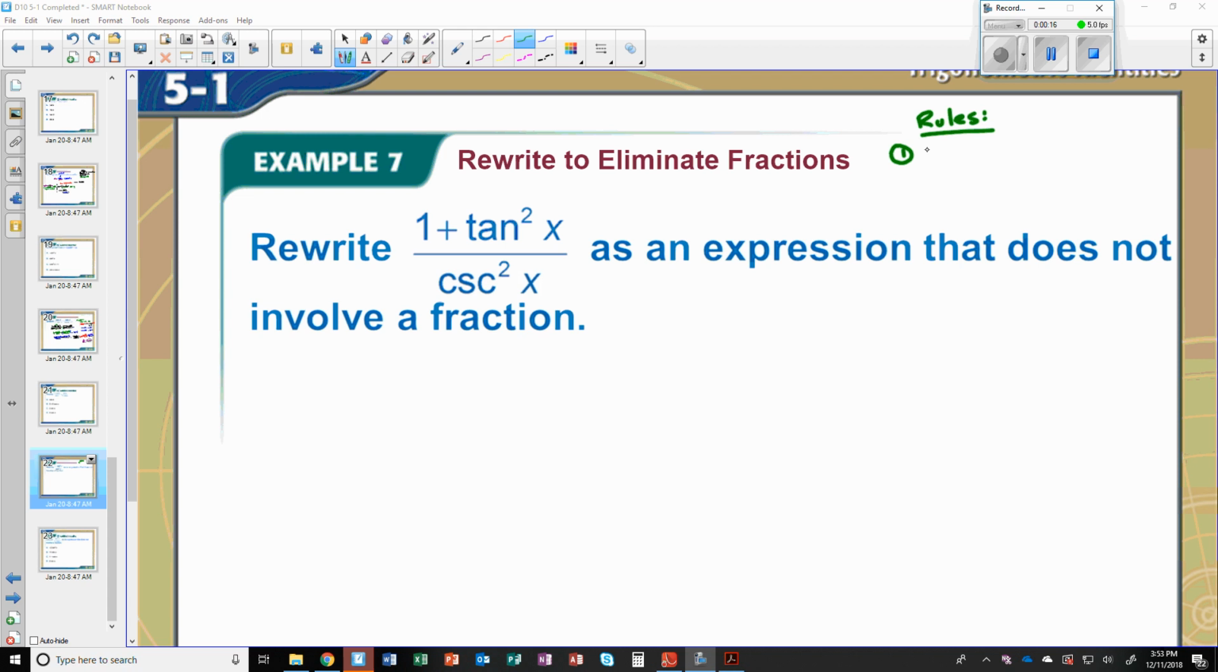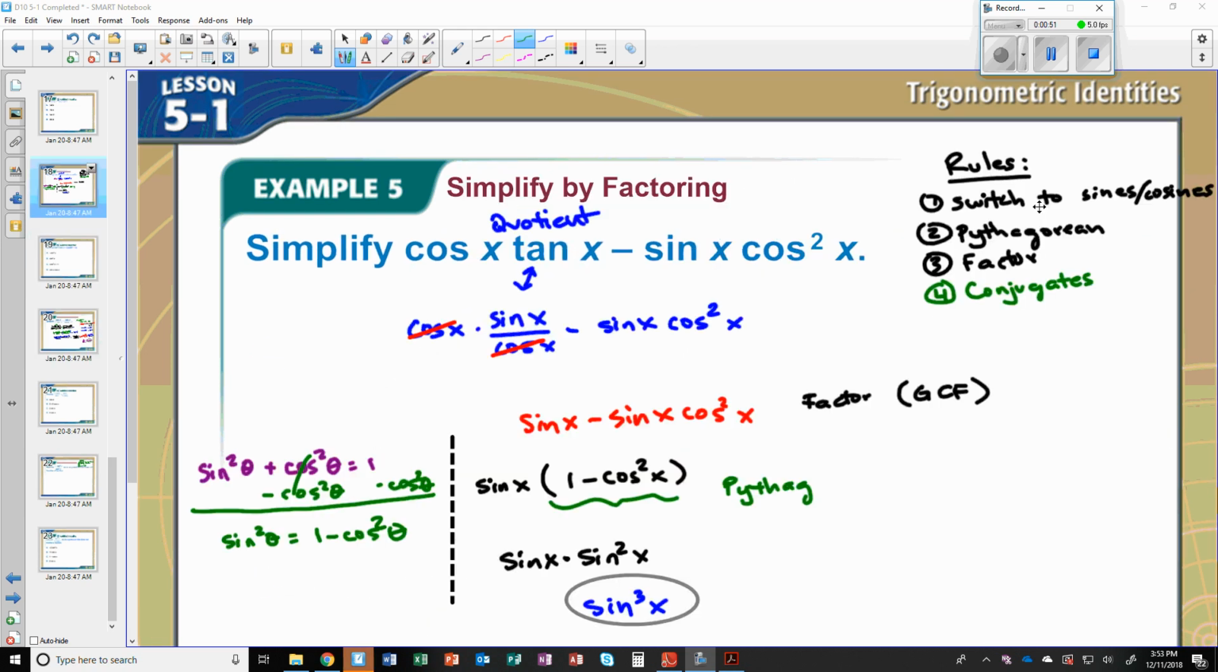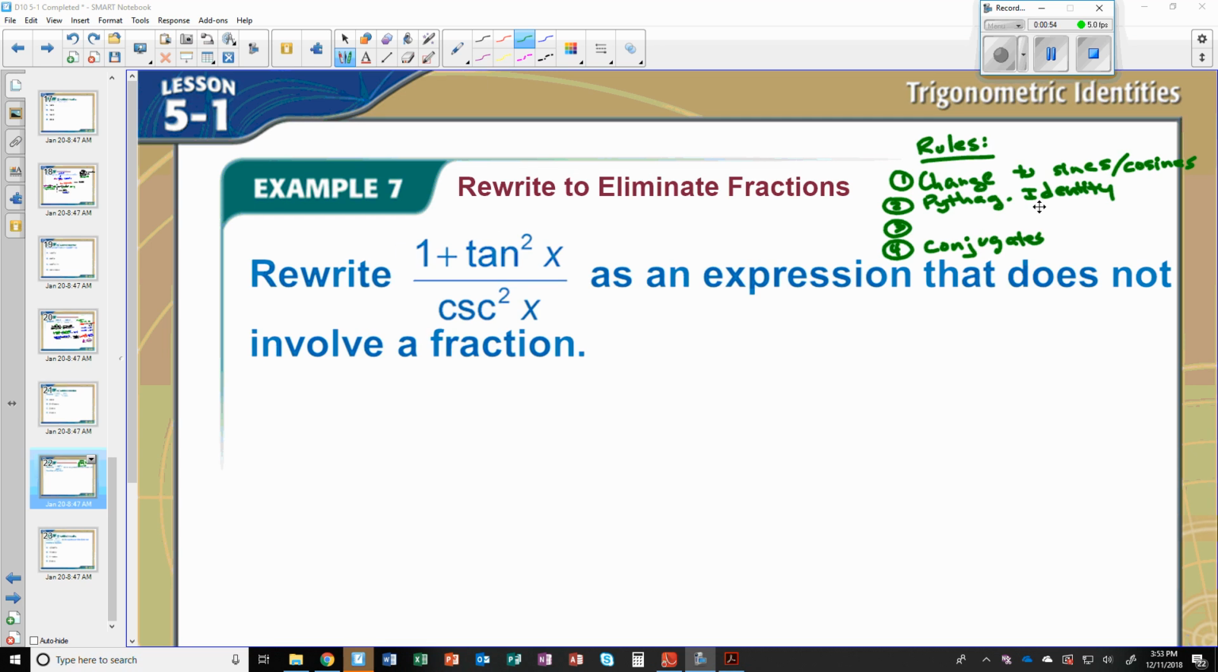The first thing is you can always change to sines and cosines. That helps us oftentimes when we try to cancel things out. The second rule is we look for the Pythagorean identity. The third rule I mentioned was factor. Yes, factor. Sorry. We can factor. And the fourth is conjugate. These are the things that we look for when trying to solve.